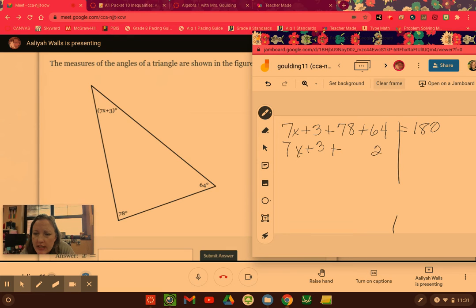Let's see, 8, 9, 10, 11, 12, 7, 8, 9, 10, 11, 12, 13, 14. Is it 142? That's what I got. So you're saying let's subtract that from 180. Could I also subtract that 3? Yeah. So it's really 7x plus 142, 43, 44, 45 equals 180.